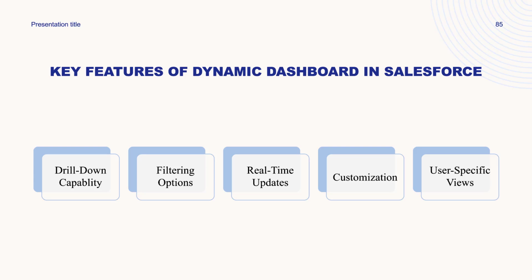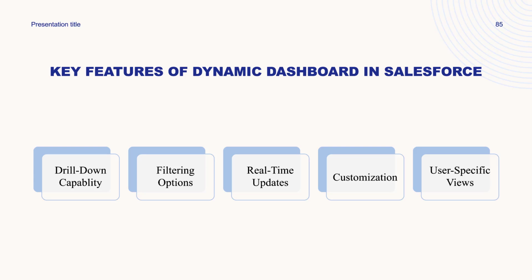The dynamic dashboard reflects real-time changes in the underlying data. When the underlying records in Salesforce are updated, the dashboard updates accordingly, giving users the most current information. Next is customization. The user can frequently personalize the layout and components of the dynamic dashboard to suit their preferences. This involves regrouping components, adding new charts, and adjusting the general design to meet particular reporting needs.